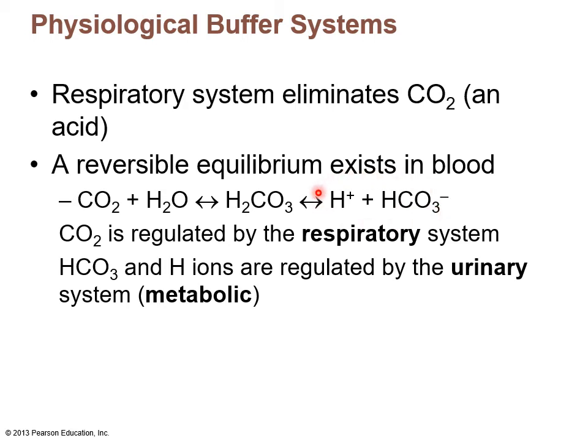This part of the system is controlled by the urinary system. The kidneys regulate this, and the lungs regulate this. So you want to remember that the lungs and the kidneys are the most important systems in regulating this particular balance, this buffer system. So CO2 is regulated by the respiratory system. Bicarb and H ions are regulated primarily by the urinary system, and they call this metabolic. So we're going to have respiratory issues, and we're going to have metabolic issues that we're going to talk about.